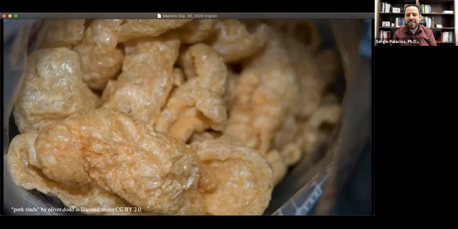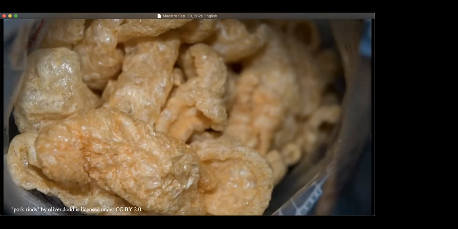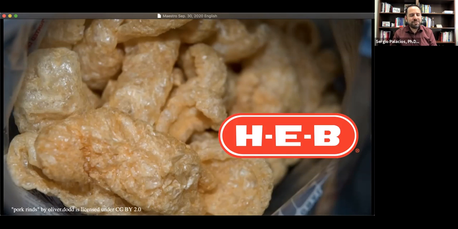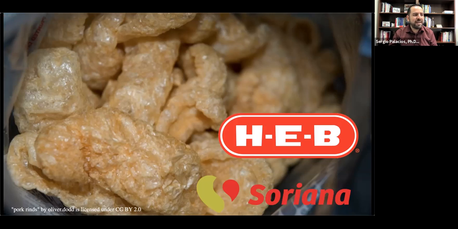Juanita, you know what these are? They look like chicharrones. Chicharrones, yes. So pork rinds, and I was fortunate to be able to launch a company and start selling to HEB, Mexico, and Soriana, which is a large retailer also in Mexico.